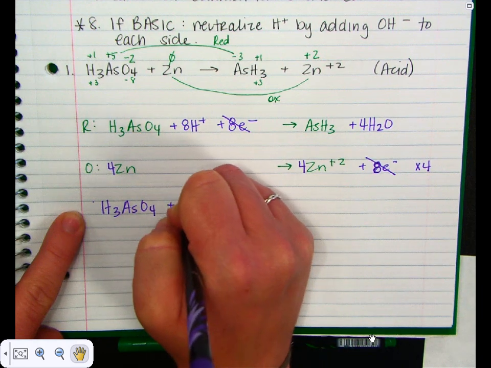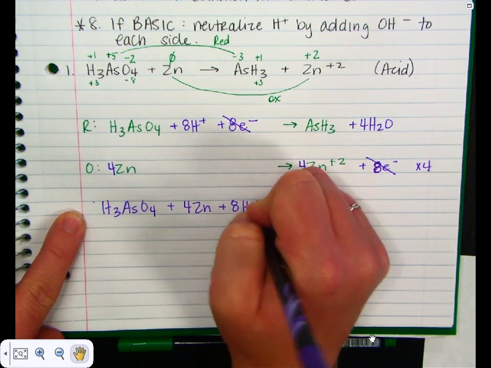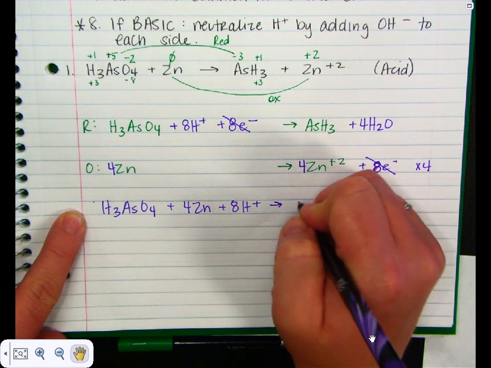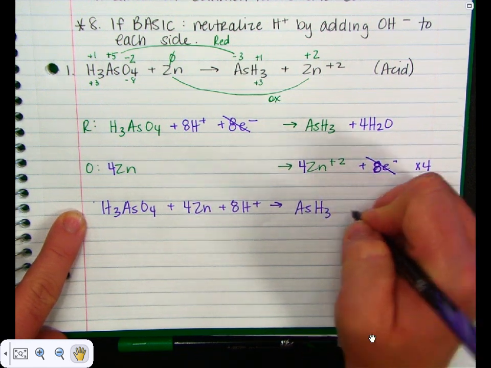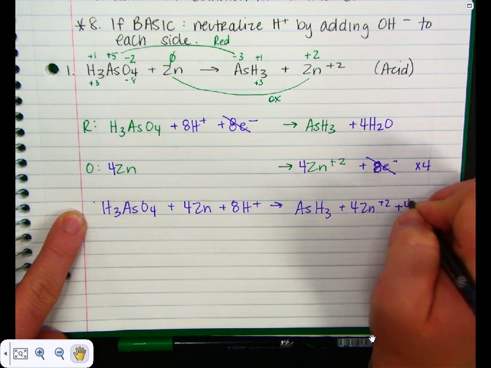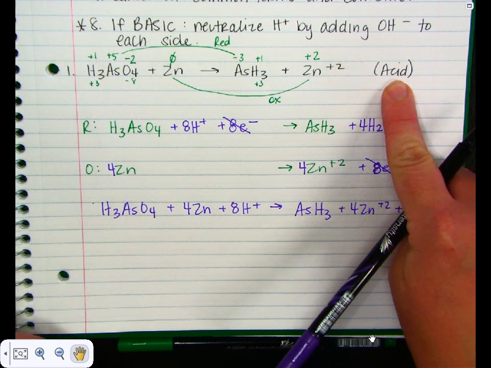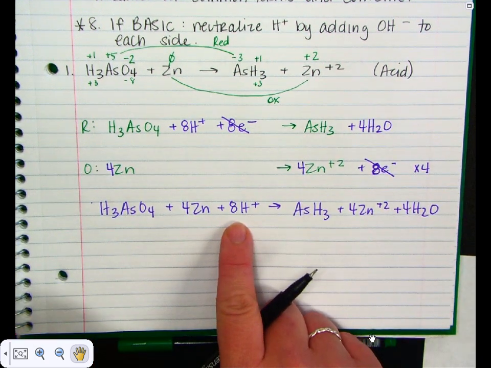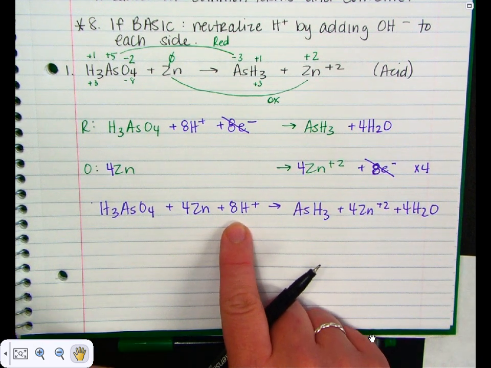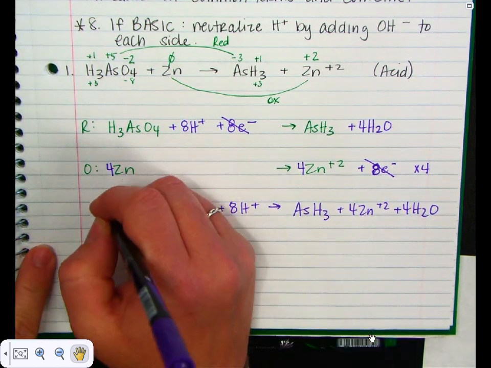H3AsO4 plus 4Zn plus 8H⁺ yields AsH3 plus 4Zn²⁺ plus 4H2O. Now, because this is an acidic medium, I don't have to worry about the fact that I have extra hydrogens there. If this was in a basic medium, I would have to use this additional step 8, but because it's acidic, I'm good. This is my final answer.